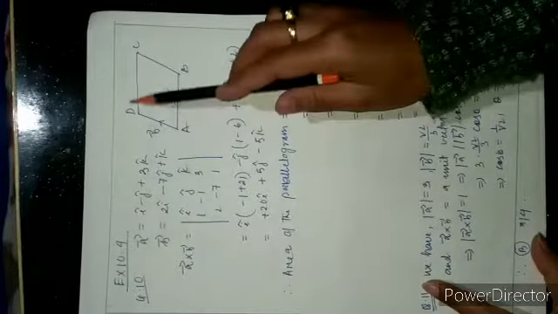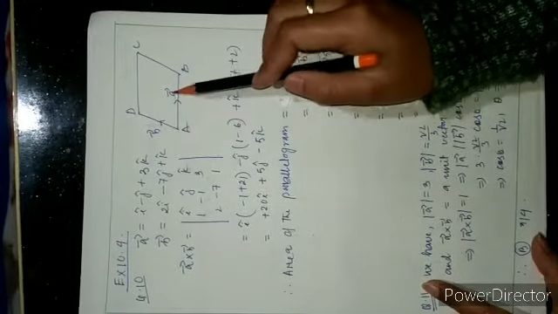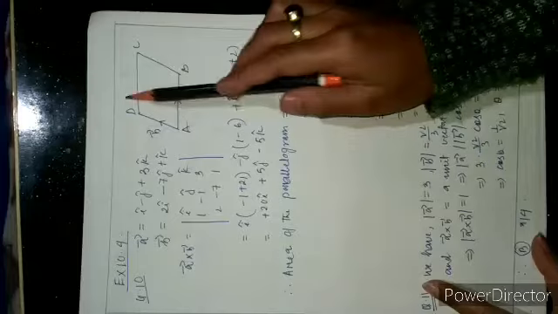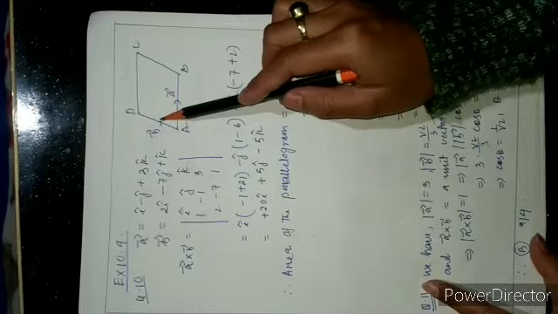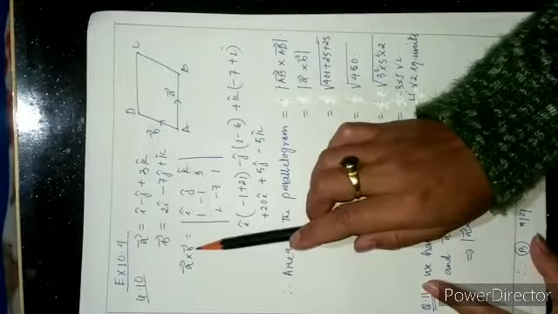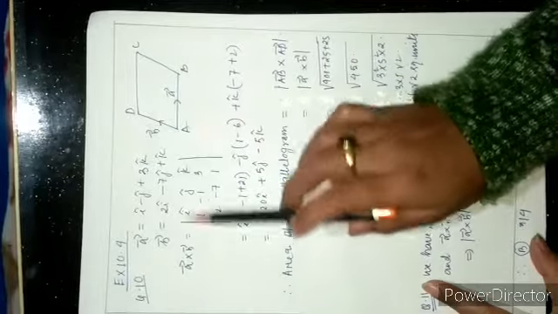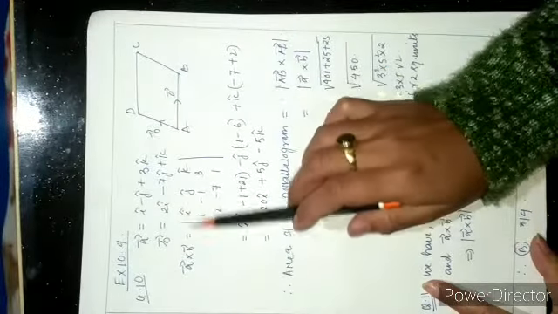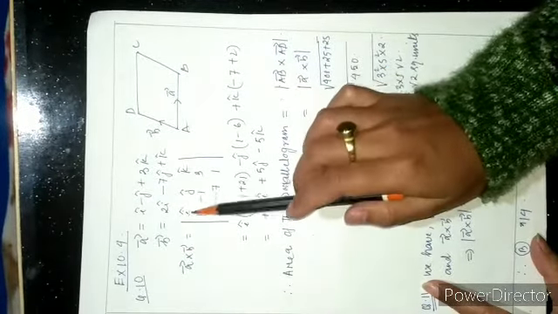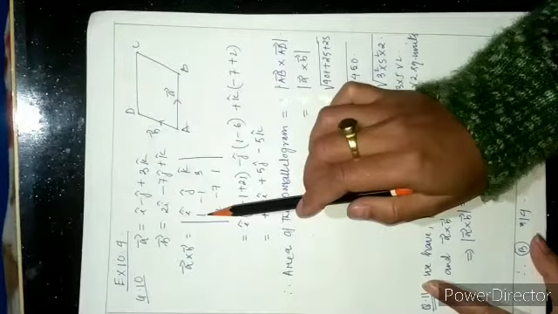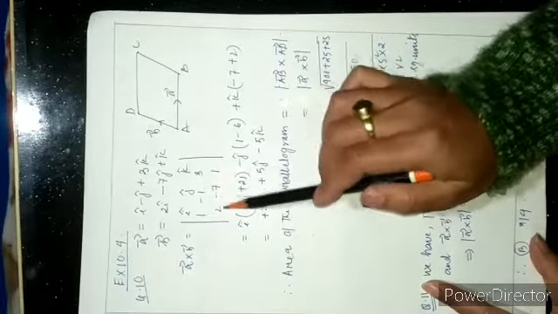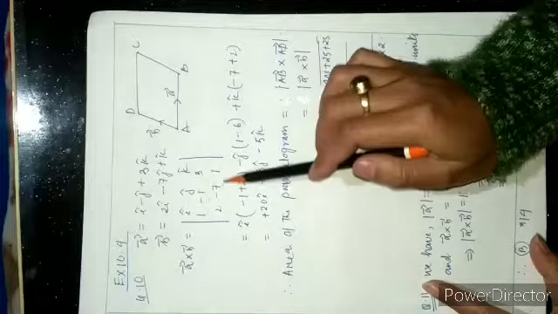Draw a parallelogram ABCD. This AB side is represented by A vector and AD side is represented by B vector. Then find A vector cross B vector, which is equal to the expansion of the determinant i, j, k. Write the components of A: 1, minus 1, 3, and the components of B: 2, minus 7, 1.